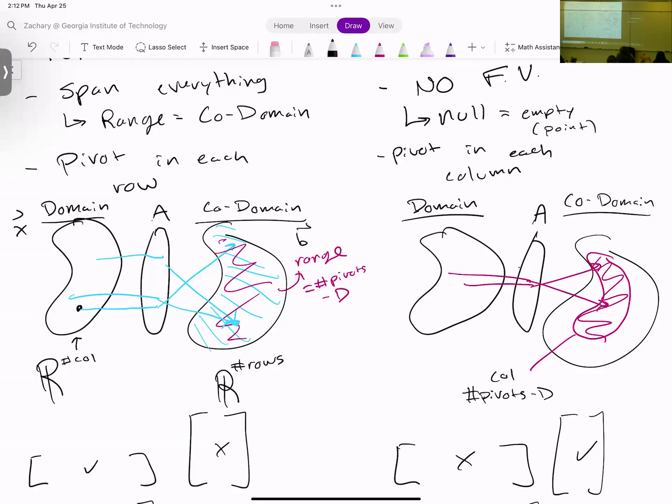Does that answer your question? Any other questions about onto and one-to-one? A lot of things here. This is, again, a great place for a true or false. They usually ask some sort of something like this to some extent, even if it doesn't look like it. Okay, it might be there is no b that Ax = b is inconsistent for. That's the definition of onto, right? Then going from there to whatever else the second part of the true or false question is.